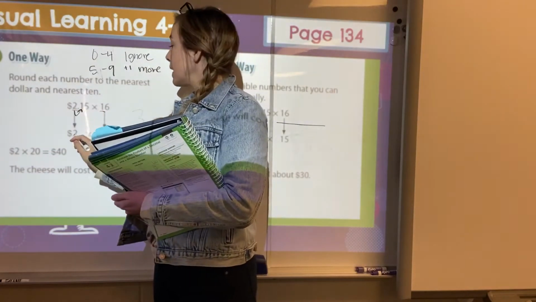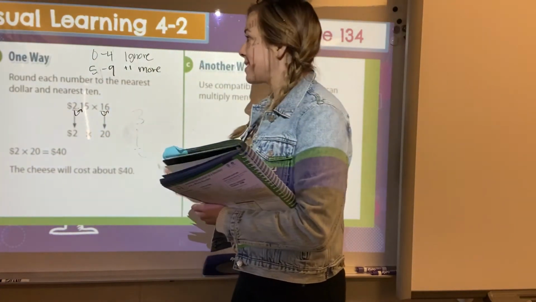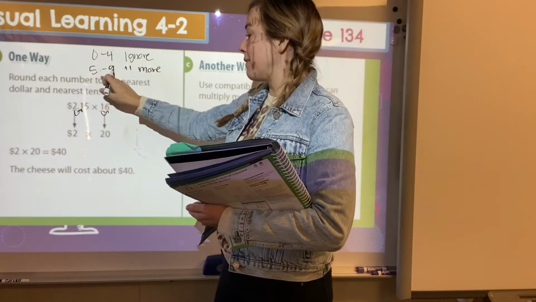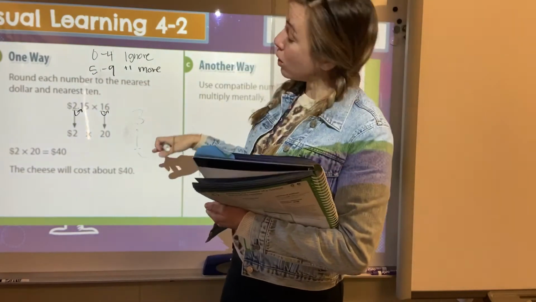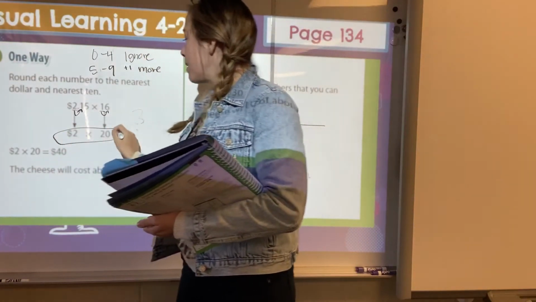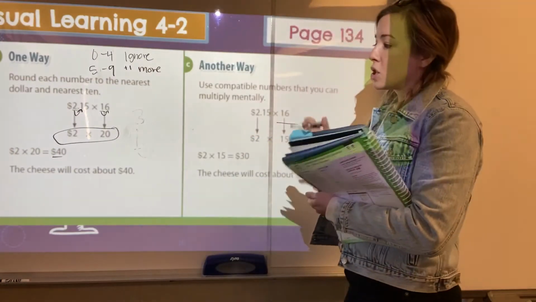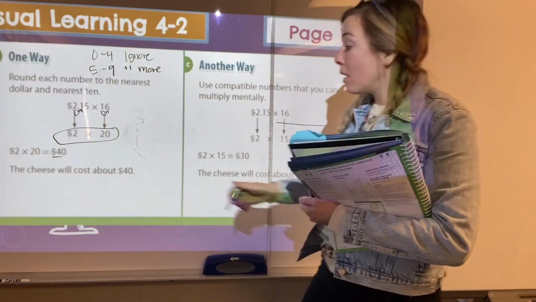So my 1 is going to keep my 2, and so you just have $2 there. This one is going to look next door at the 6, and that is in our 5 through 9, so we need to add 1 more to our 6 and then zero out the rest of our number. So our estimated problem here is 2 times 20, which gives us 40. So the cheese will cost about $40.